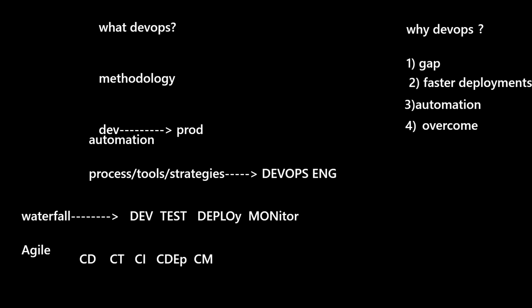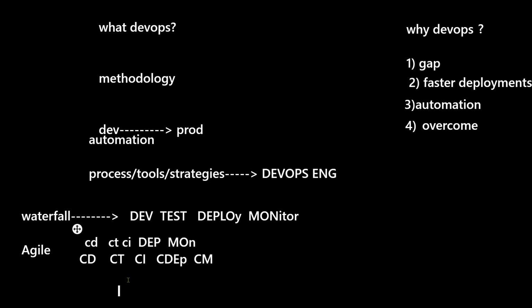So in Agile, you have got continuous development, continuous testing, continuous integration. But again, deployment is manual and monitoring is also manual. Like after integration, it would be deployed.